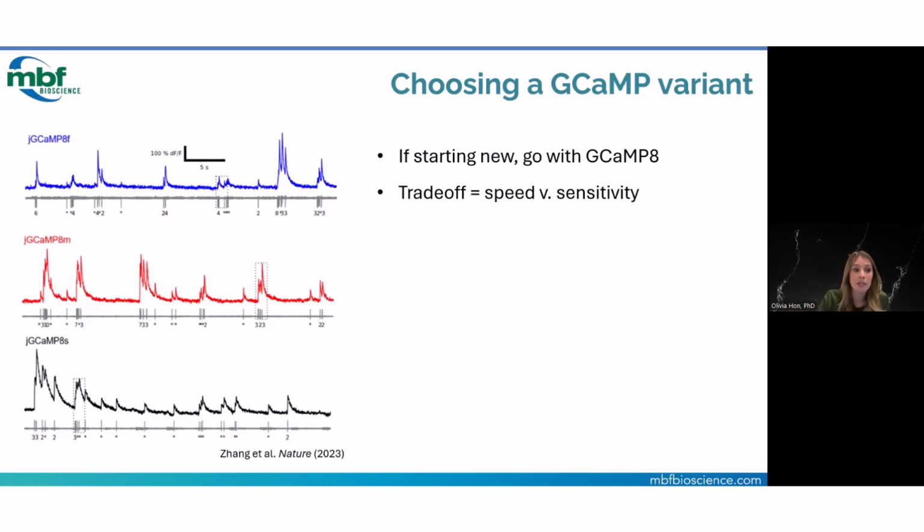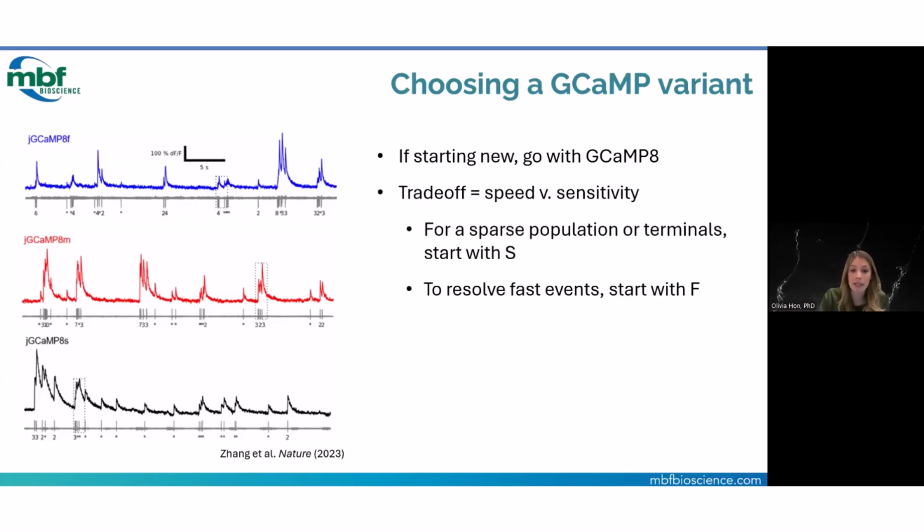That's a case in which you might want to pick a fast variant. If you're starting with a population that you know is sparse, or if you don't know if you're going to get a good signal, or you're recording from terminals, start with S. So S is going to give you the best chance of picking up a signal.